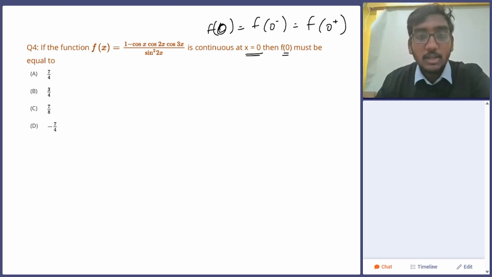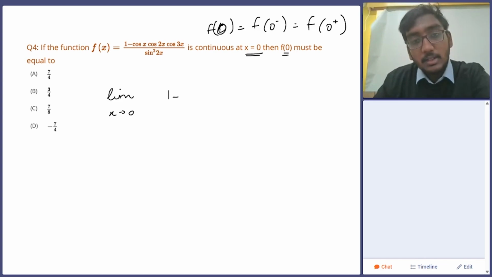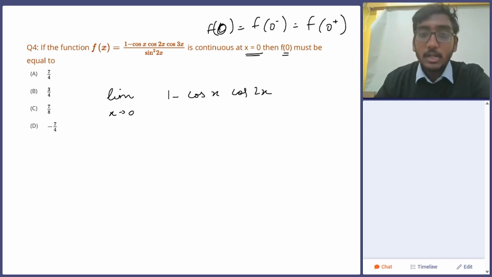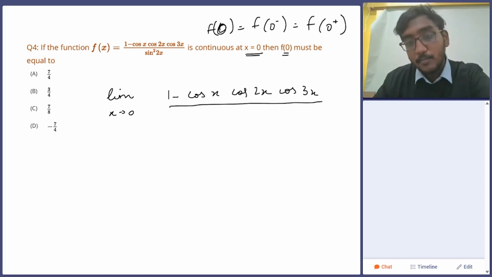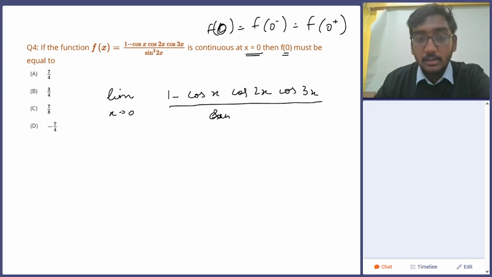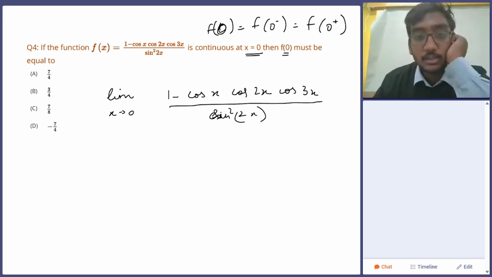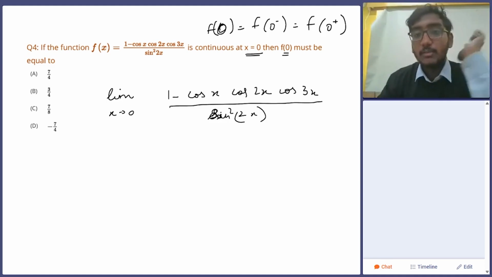So basically what they have asked is to evaluate this particular limit. You have to evaluate this limit, x tends to 0, of 1 minus cos x, cos 2x, cos 3x upon sin square 2x. Sorry, the denominator is sin square 2x, not cos square 2x. So this function has to be evaluated.